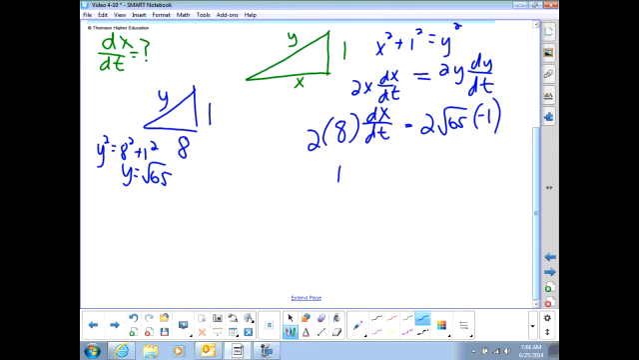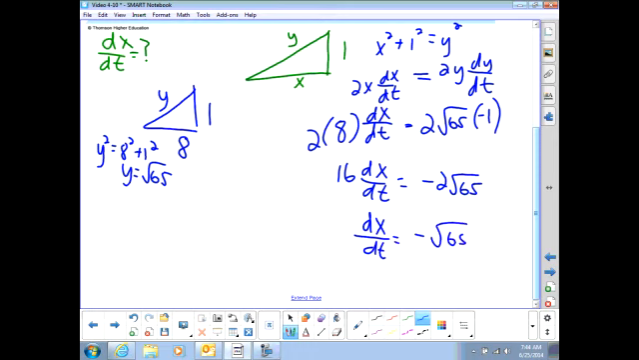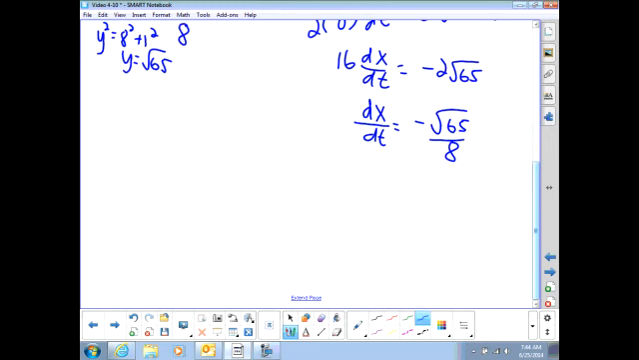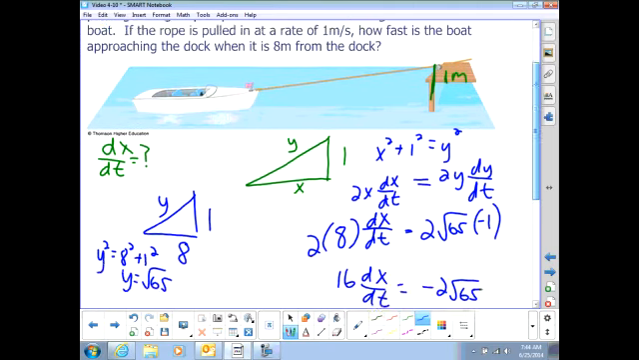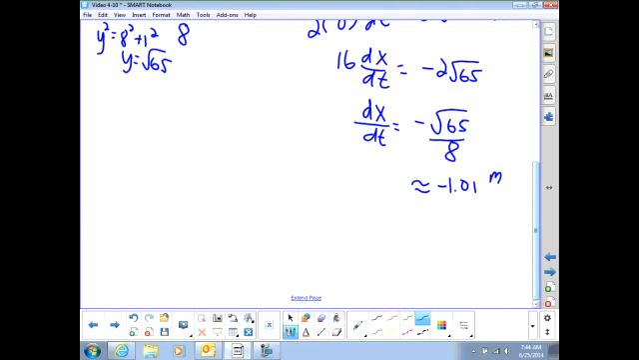And if we now solve for dx dt, we'll have 16 dx dt equals -2 square root of 65. Divide the 16 over, we'll have dx dt is equal to negative square root of 65 over 8. And if you were to punch that in your calculator, that's about -1.01. Now our units, our distance unit was meters, our time unit was seconds, so each of these would be in meters per second.